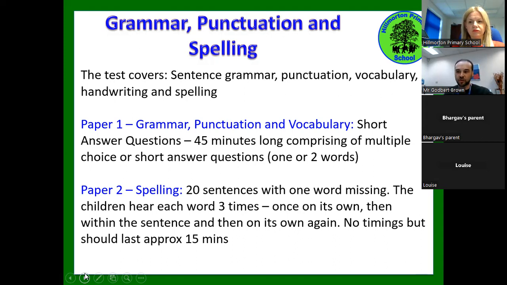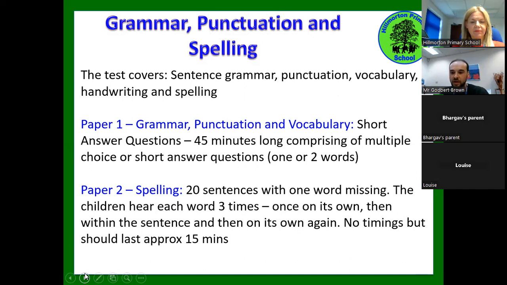There are a lot of questions. There's around 50 in there, so they have to keep moving along quickly with this one, but they're all quite short responses compared to the reading one, where they might be expected to write a bit more. And then the scores are combined with the spelling test. It's a 20-word spelling test.